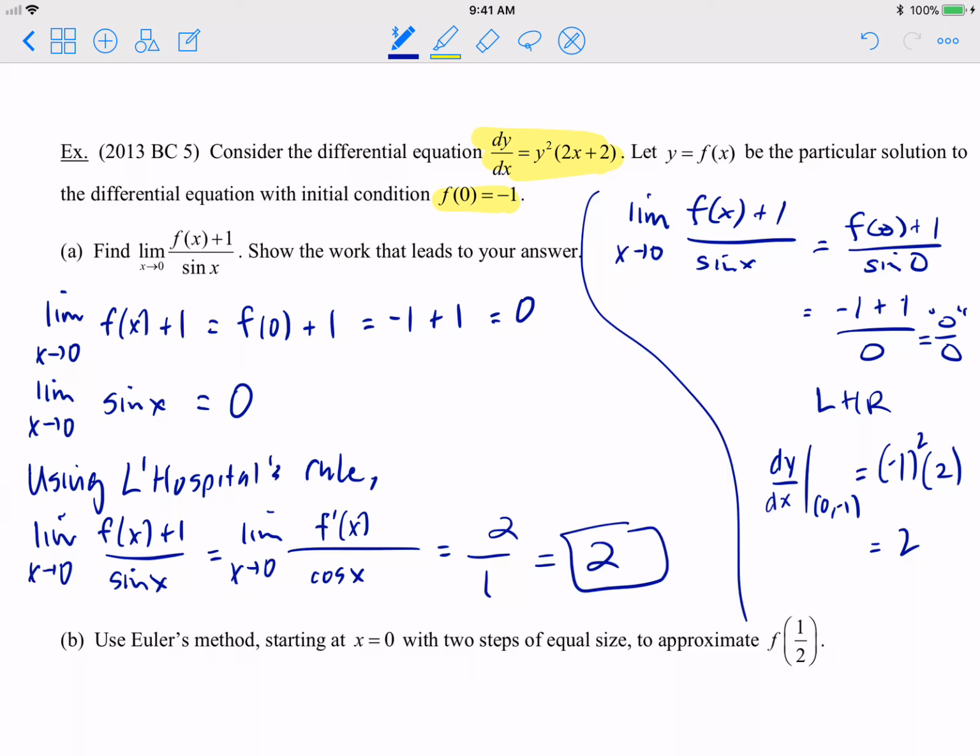Okay, so I know we haven't talked a ton about L'Hopital's rule, but hopefully you get the idea there that whenever you have an indeterminate form, 0 over 0, then the limit is just the limit of the derivative of the numerator over the derivative of the denominator.